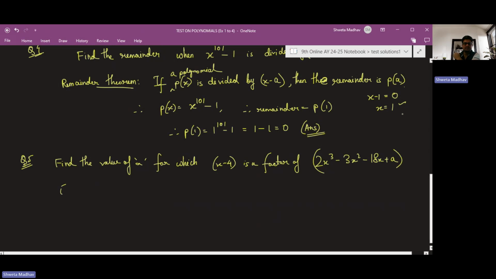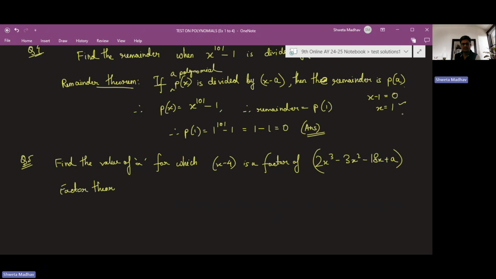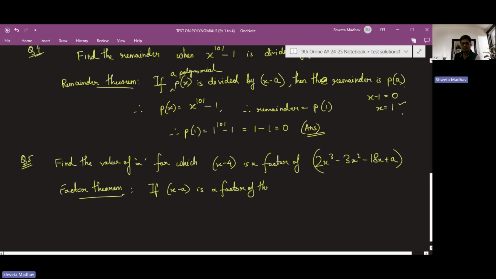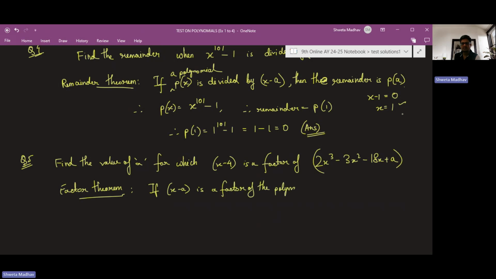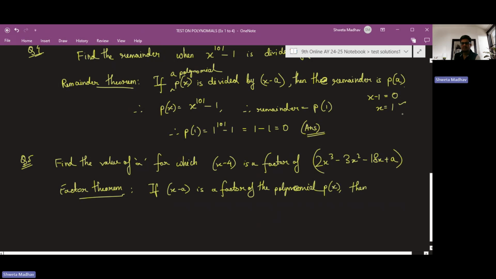So here we can use the factor theorem. The factor theorem tells us that if x minus a is a factor of the polynomial p of x, then p of a should be equal to 0.